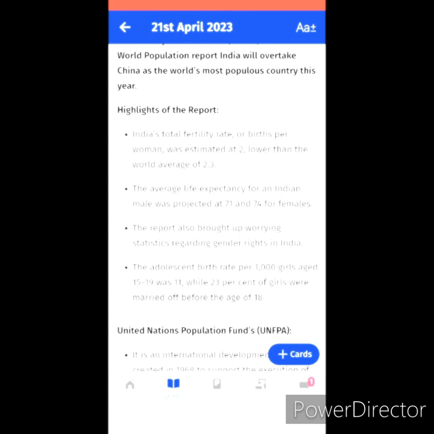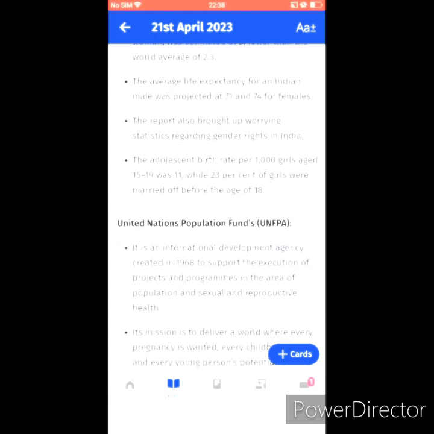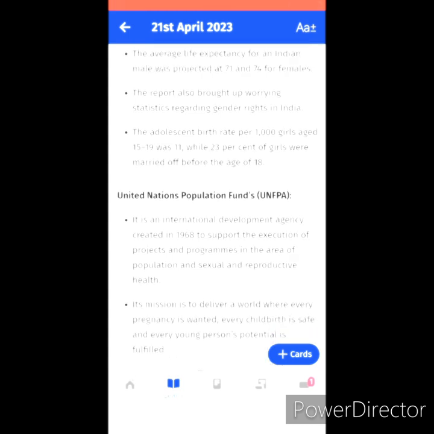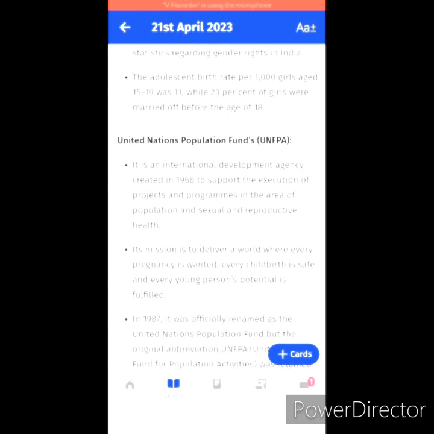India's total fertility rate, or births per woman, was established at 2, lower than the world average of 2.3. The average life expectancy for an Indian male was projected at 71 and 74 for females. The report also brought up worrying statistics regarding gender rights in India. The adolescent birth rate per thousand girls aged 15 to 19 was 11, while 23% of girls were married off before the age of 18.